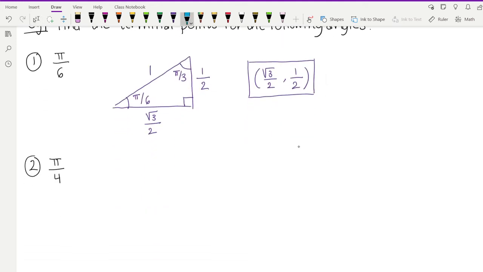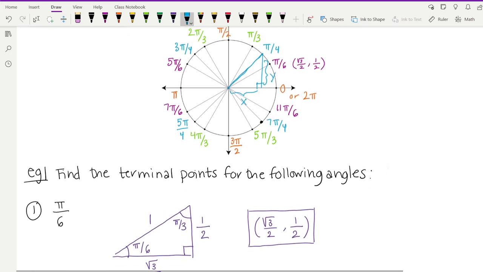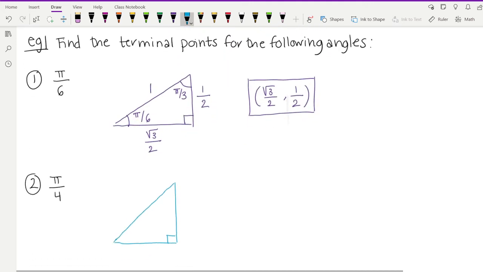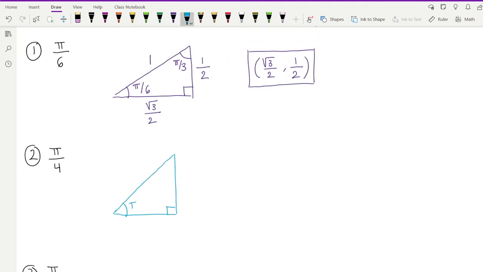So I'm going to draw a right triangle based on the one that we have up there. Okay, so what are the angles in this right triangle? Well, this time we're measuring a pi over 4 angle, and so that means that this angle here is going to be pi over 4. And then that means the other angle should also be pi over 4.